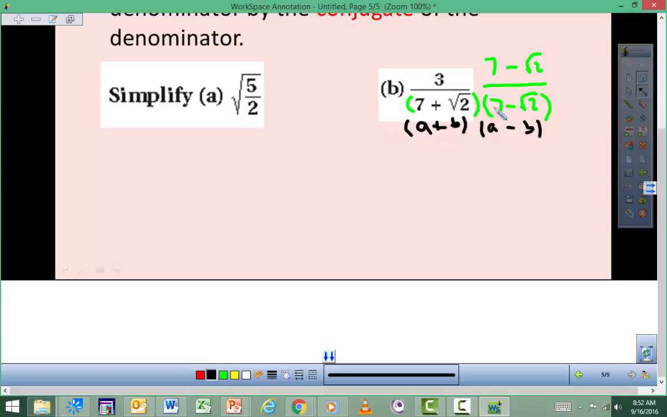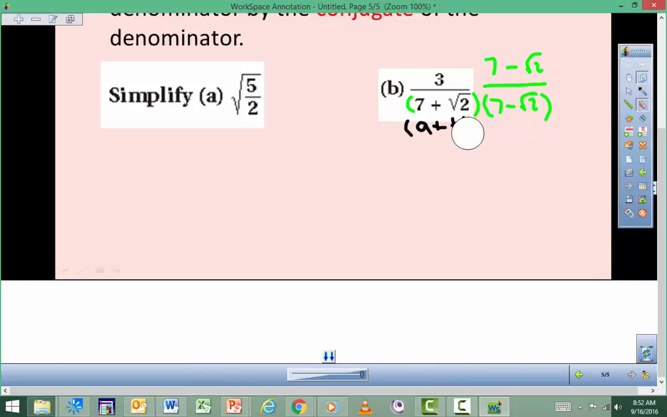The way you determine what to multiply by is you use the conjugate. One of these will have a plus, one of them has a minus, so it's going to be this little pattern right here. It's like the difference of two squares. And notice what happens when we multiply this out now.